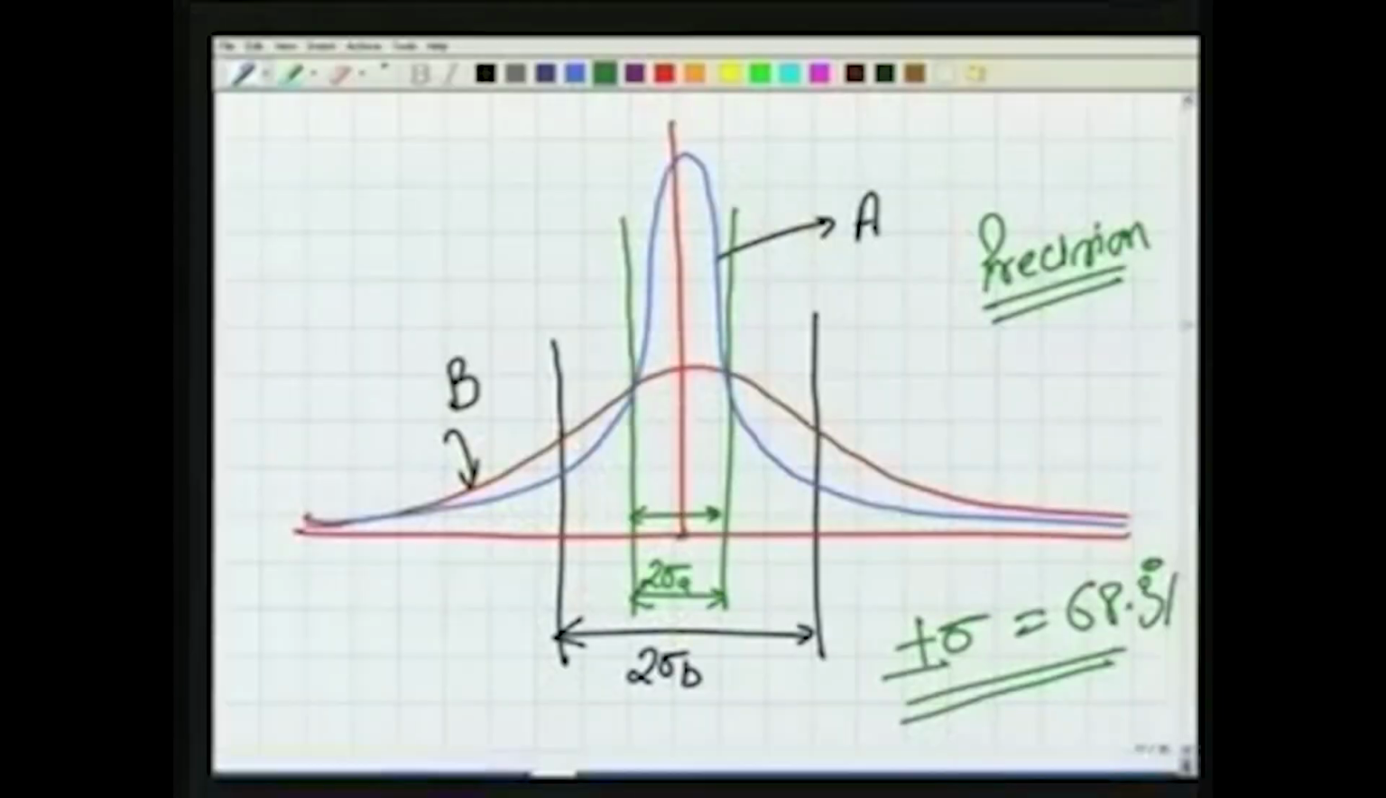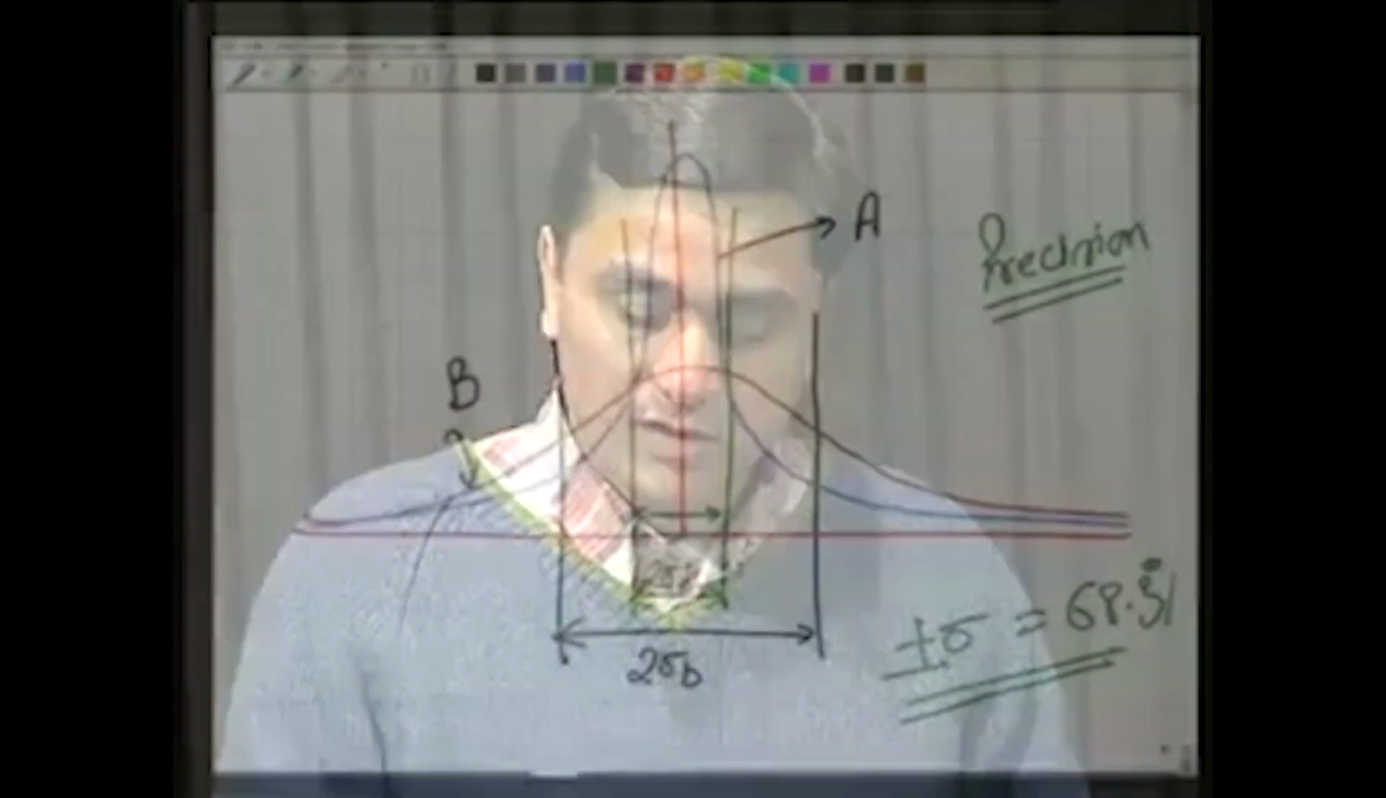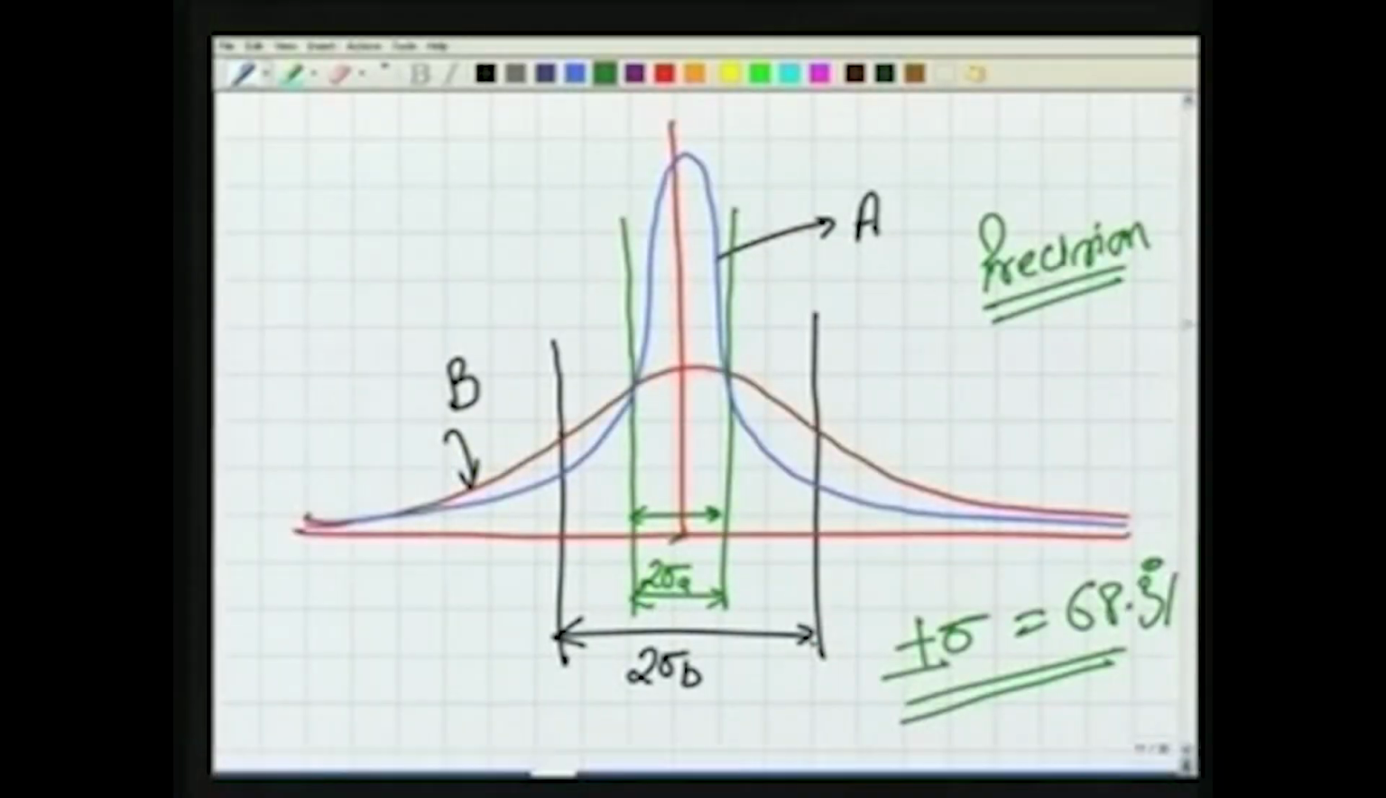While in the case of B, the deviation of the observations from the mean, because that is our sigma, 68.3% observations are spread in this area, in a wider area. So, the deviation of the observations from the mean is more here. So, this is something like a big spread, while this particular one is like a small spread.